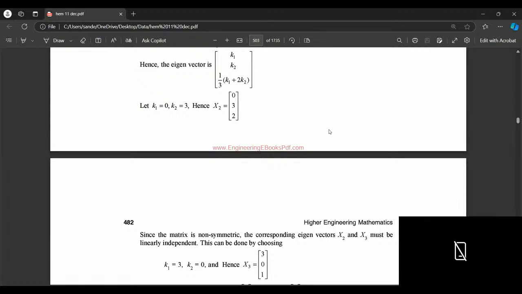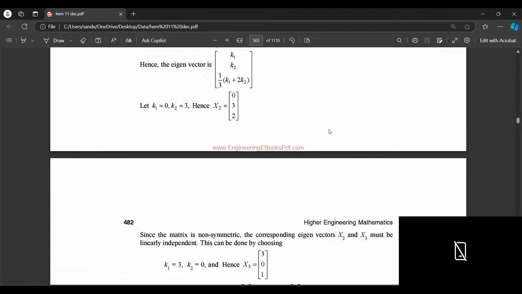Again you choose k1 is 1, k2 is 0. You will get similar. K1 is 1, k2 is 0, 1 by 3 you will get. 1, 0, 1 by 3, which is nothing but 3, 0, 1. Third eigenvector.